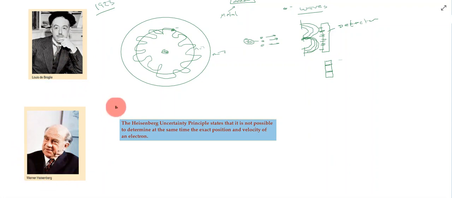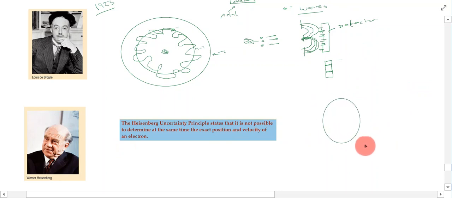Added to this discovery by de Broglie, we also have Werner Heisenberg, and this is the Heisenberg uncertainty principle. It states that it is not possible to determine at the same time the exact position and velocity of an electron. So imagine you have your orbital like so, and you have your electron here.